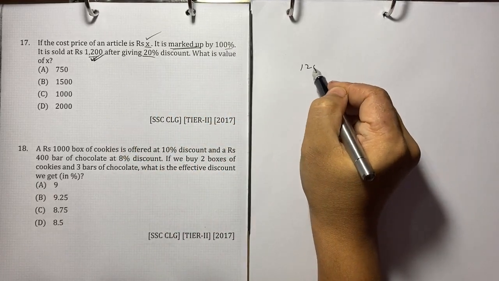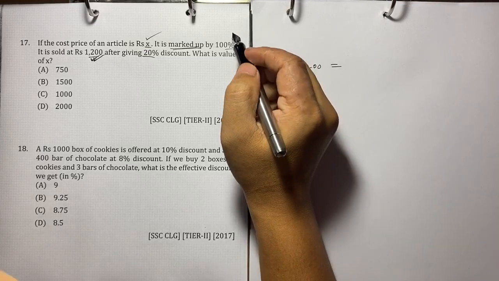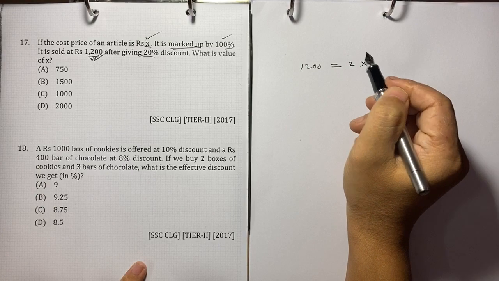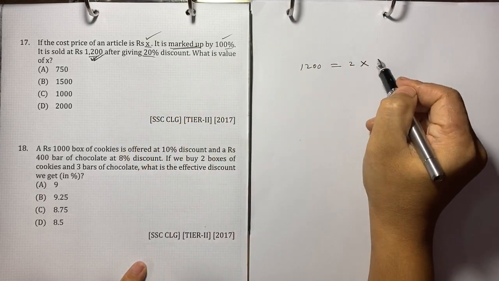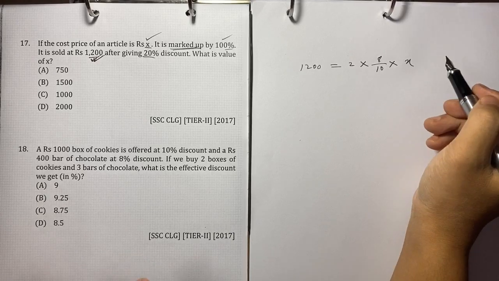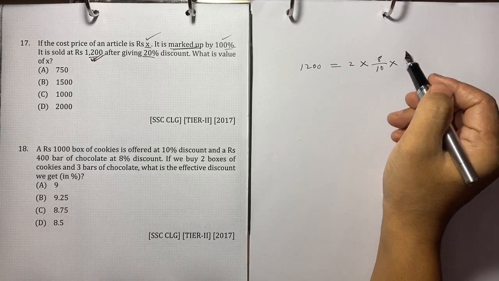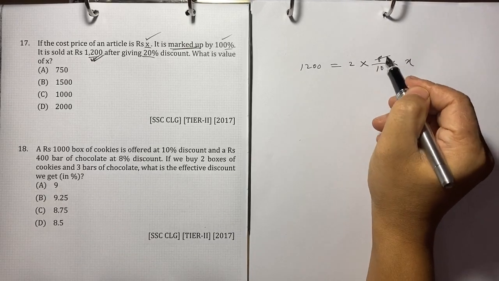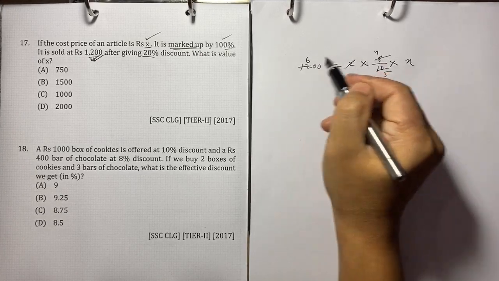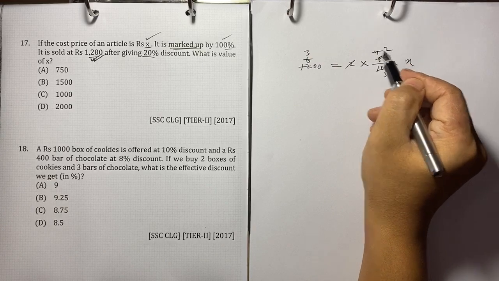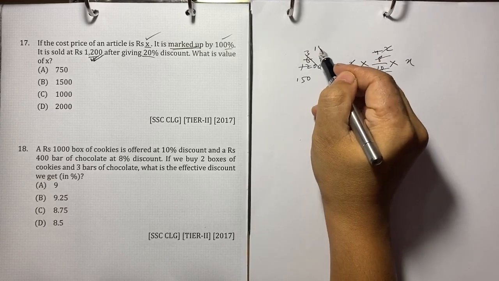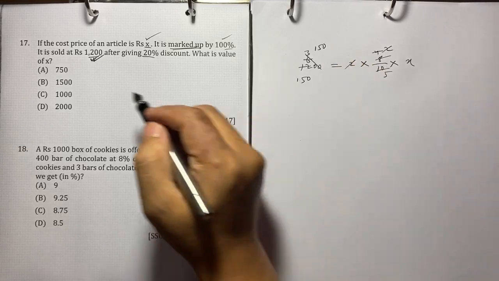Selling price equals markup 100%, so 100 plus 100 is 200%, which is 2, into discount 20%, which will be 8 by 10, into cost price x. Then cancel: this will be 4, this will be 5, this will be 6, this will be 3, this will be 2. So this will cancel, which gives 150. So 150 into 5 is 750.